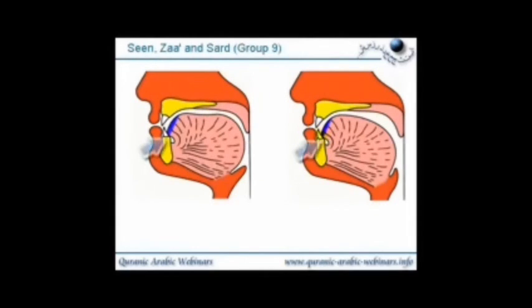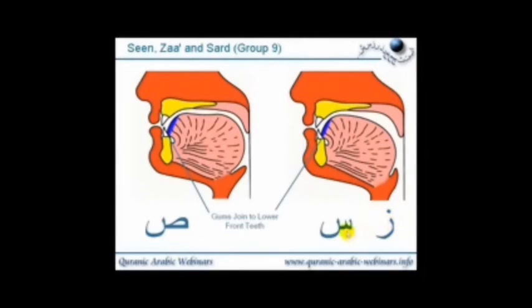Group 9 is where the tip of the tongue touches the bottom gums and the inside bottom front teeth. And the 3 letters are Za, Sin, and Sod. And again, Za, Sin, the tongue touching the lower gums and the bottom of the inside teeth, the tongue as normal. And Sod, Sod, bit more pressure on the tongue, and the back of the tongue will lift a little bit. So that was group 9.